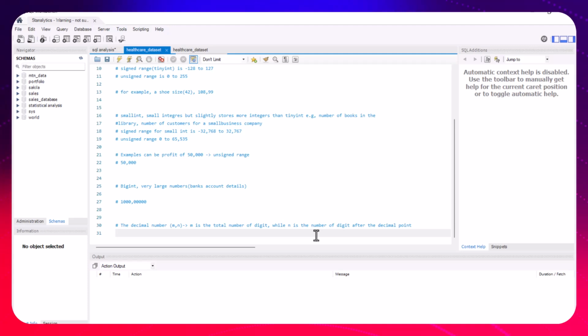So for example, let's say we want to store a value of 70.99. The total number of digits is actually 4, because if you count it, it is 1 2 3 4. The number of digits after the decimal point is 1 2. So if you want to store this value 70.99, this is how you are going to store it. This is how you are going to specify it.